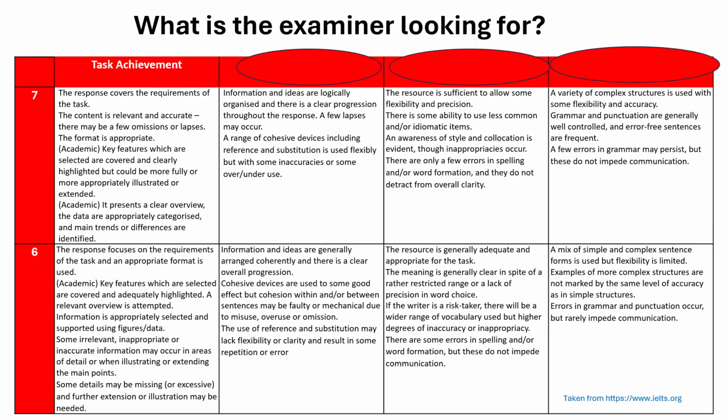The first criterion is task achievement, which is basically how well and how fully have you answered the question and have you put in the correct data to support your answer. The second one is coherence and cohesion.